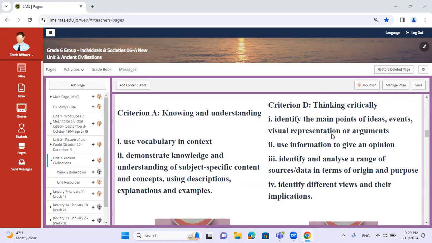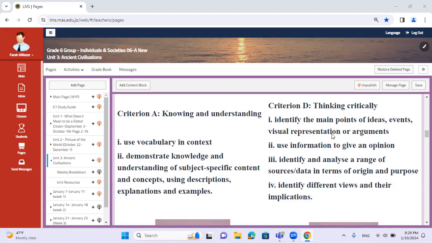Now, to reflect on criterion D, as you already know, we're highlighting thinking critically. So, how to think outside of the box and analyze perhaps a situation, reflect your opinion, or evaluate a source. And this is exactly what you're going to do based on the following strands. In the first strand, you're going to identify the main points of ideas, events, visual representations, or arguments. So, I might provide an image here and ask you to reflect, what does this image represent? I might show the Rosetta Stone, and you'd have to indicate that this is the stone that was originally found in ancient Greece, and they've used this stone in order to decipher ancient Egypt information, the hieroglyphics.